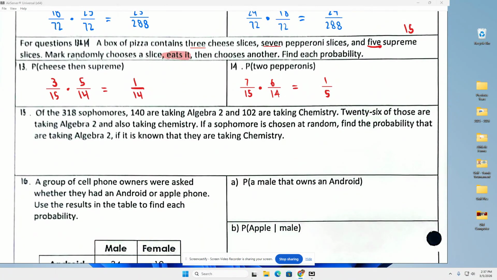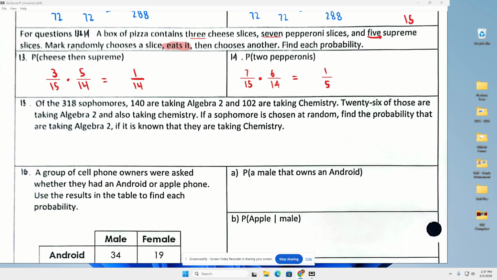Number 15, again, there's one that's like this problem on the quiz, where it's helpful to use those things we call Venn diagrams. So let me draw a Venn diagram real quick. Here's what we're dealing with. There's 318 sophomores, 140 are taking Algebra 2. So we got some who are taking Algebra 2, and then 102 are taking chemistry. So we have some who are taking chemistry. 26 of those are taking both Algebra 2 and chemistry. So I've got 26 who are right there, smack dab in the middle.